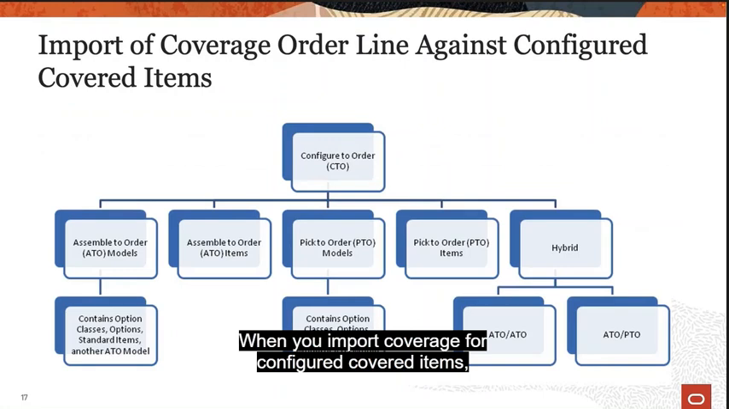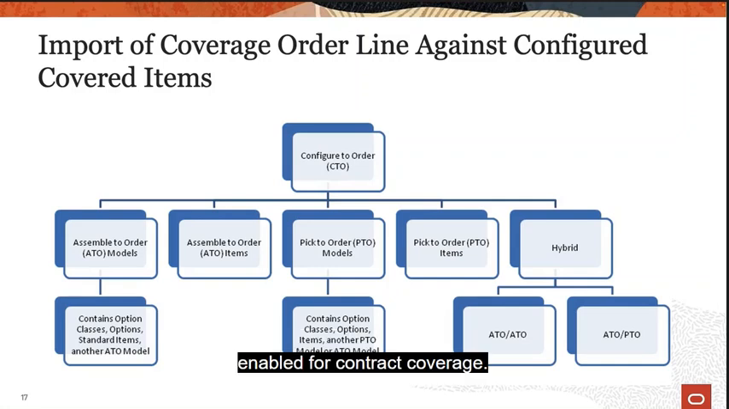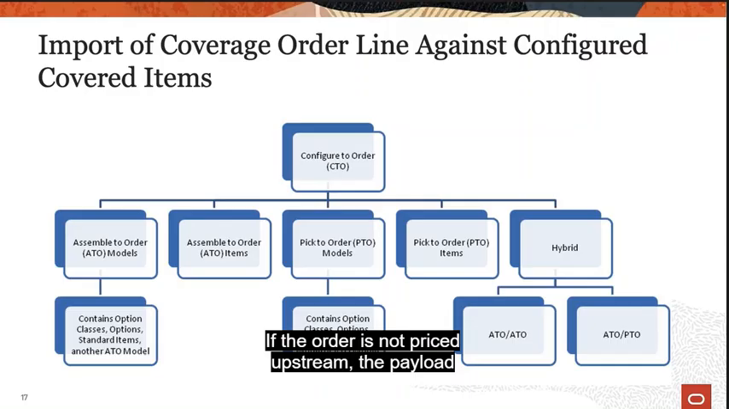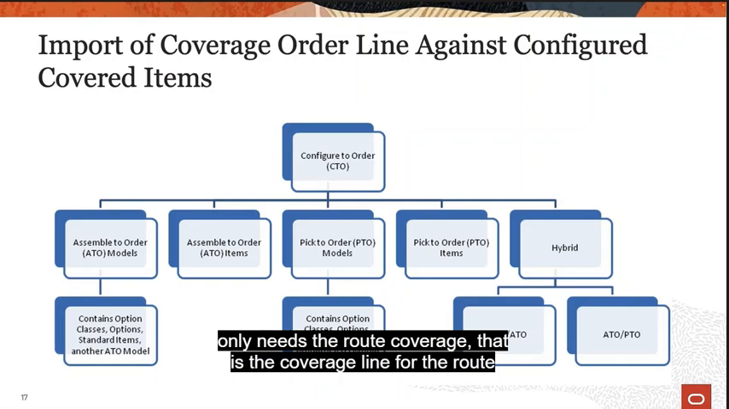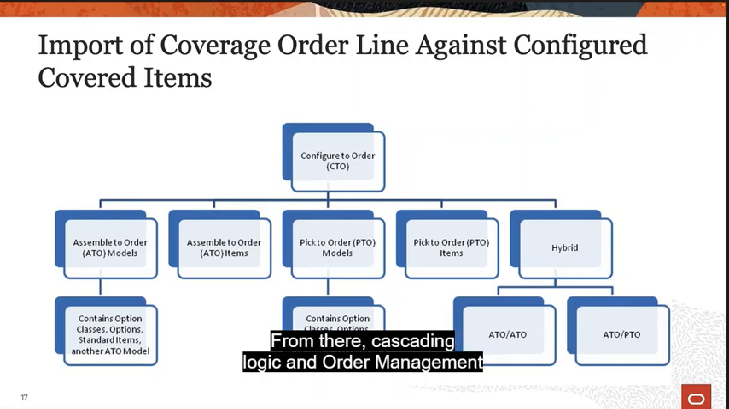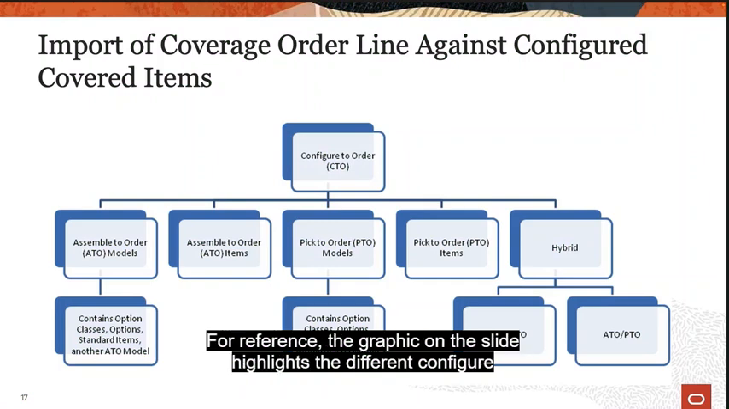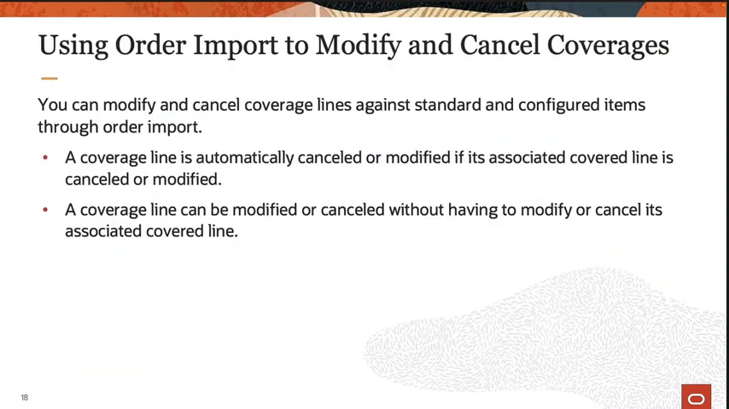When you import coverage for configured covered items, there are a few key points to keep in mind. If the source order is already priced in an upstream system, the incoming order payload must include coverage for each configured option. For example, every option class or option item that's enabled for contract coverage. If the order is not priced upstream, the payload only needs the root coverage, that is, the coverage line for the root model of the covered item. From there, cascading logic in order management automatically creates the child coverage lines for each configured option that's enabled for contract coverage. For reference, the graphic on the slide highlights the different configure to order types.